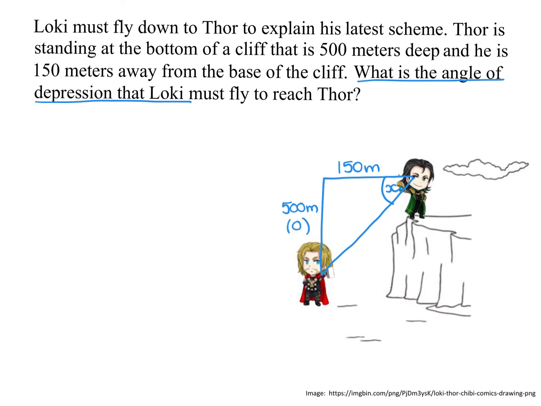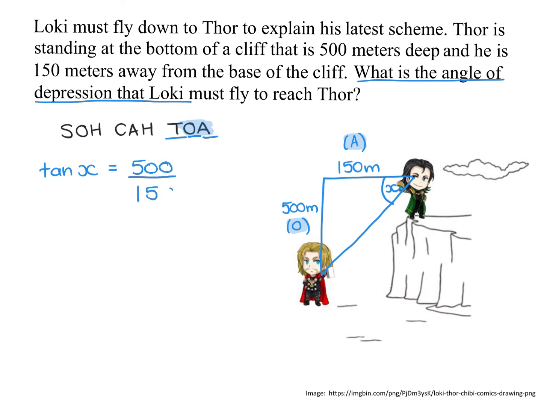Now let's label the sides according to that. So we've got our O, and this side right here is our adjacent, so A. Now let's look at SOHCAHTOA. Once again, we have the O and the A, so we're going to be using tan. So start out by writing tan and the angle beside it, which is X, is equal to O comes first, which is 500, A comes second, which is 150.